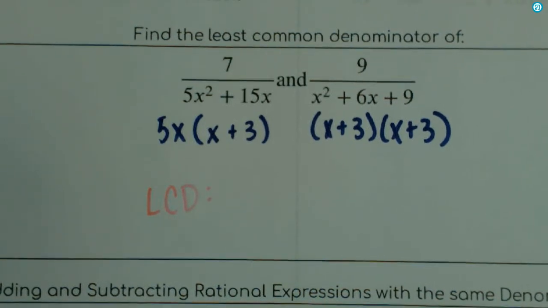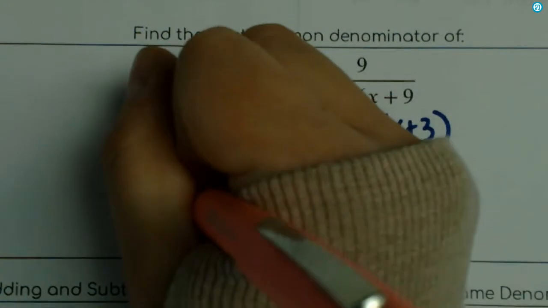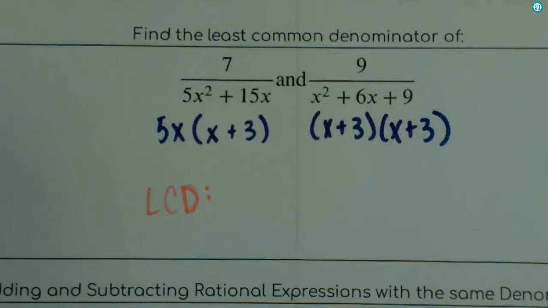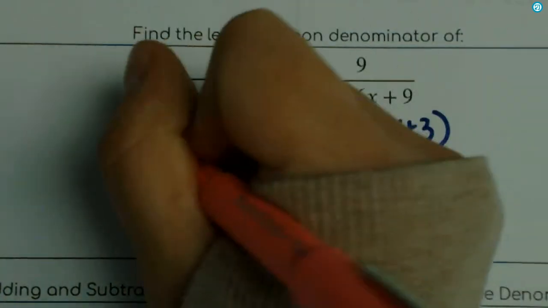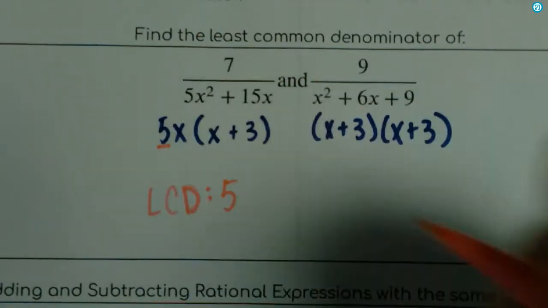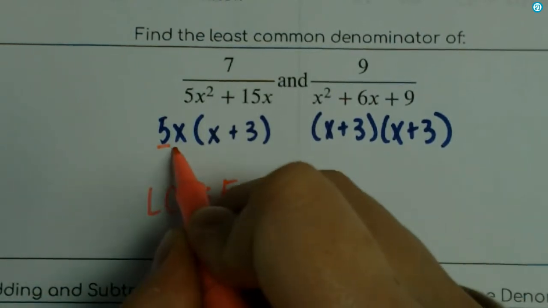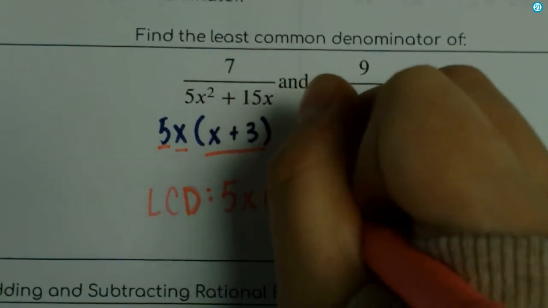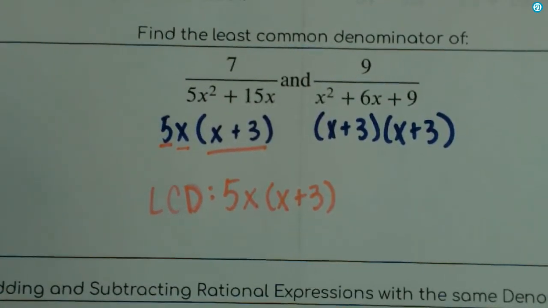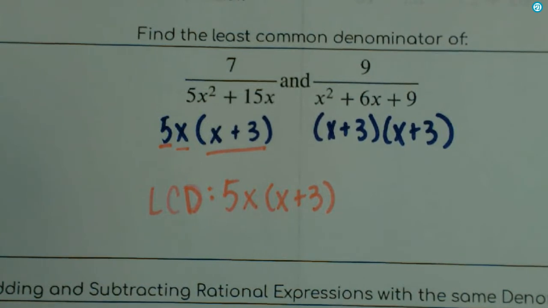All right. Next one. Our next thing we need to do is find our LCD, our least common denominator. We need the 5 from right here. We need the x from right here. And we need this x plus 3. So that's my entire first fraction's denominator factored out.